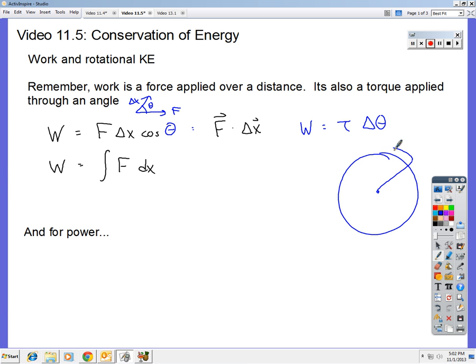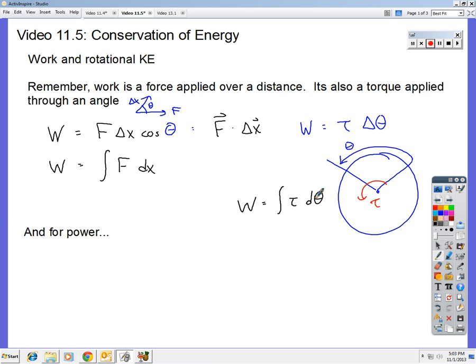If we've got some object that rotates through an angle theta under the influence of a torque. And if we have a variable torque, which is something you're not going to see a whole lot, the work done by the torque will be the integral of torque d theta. Now, since theta isn't really a vector, there's no dot product here.